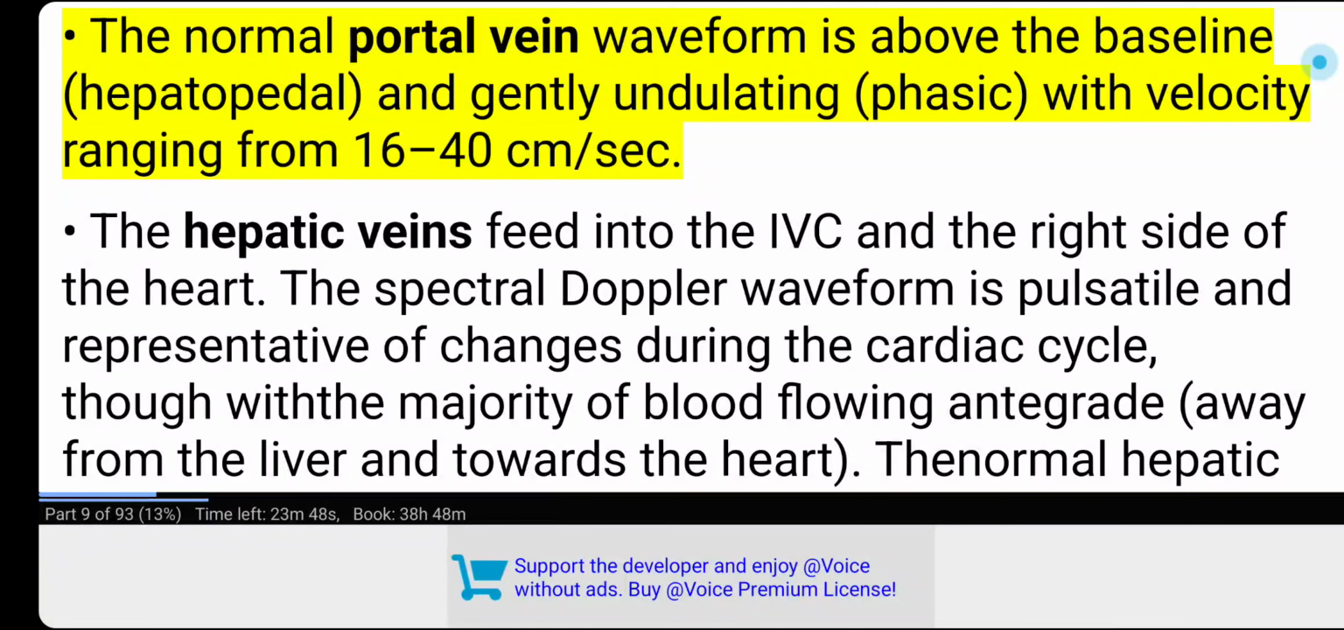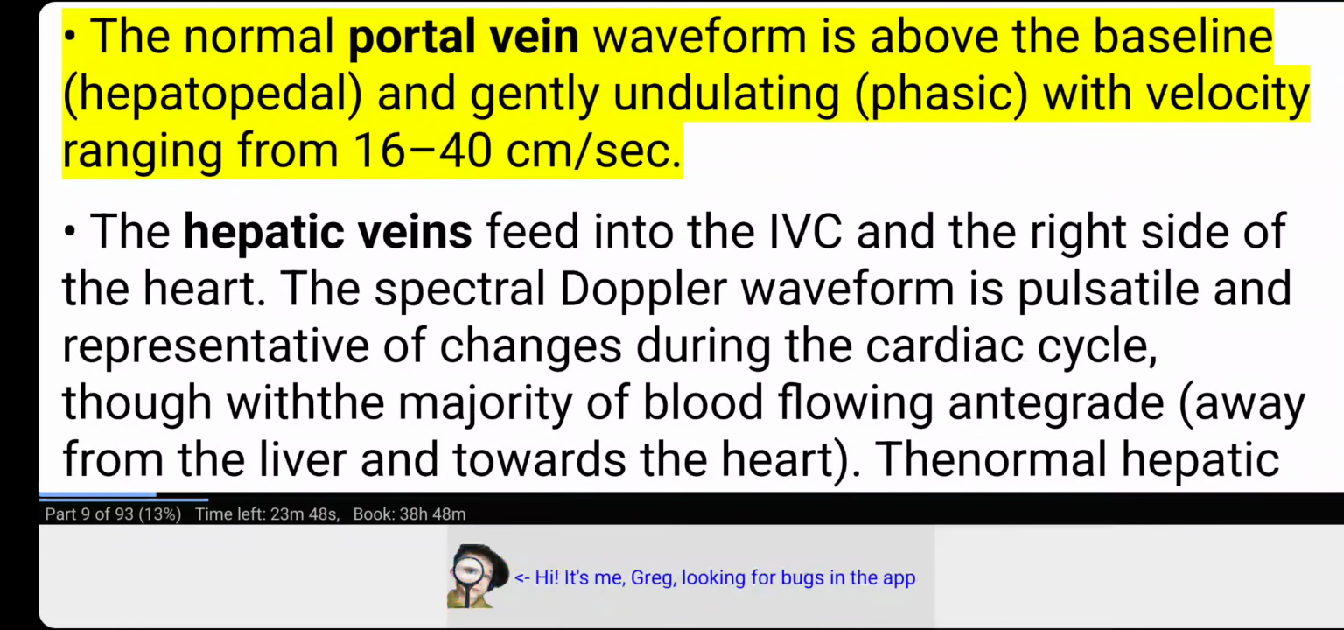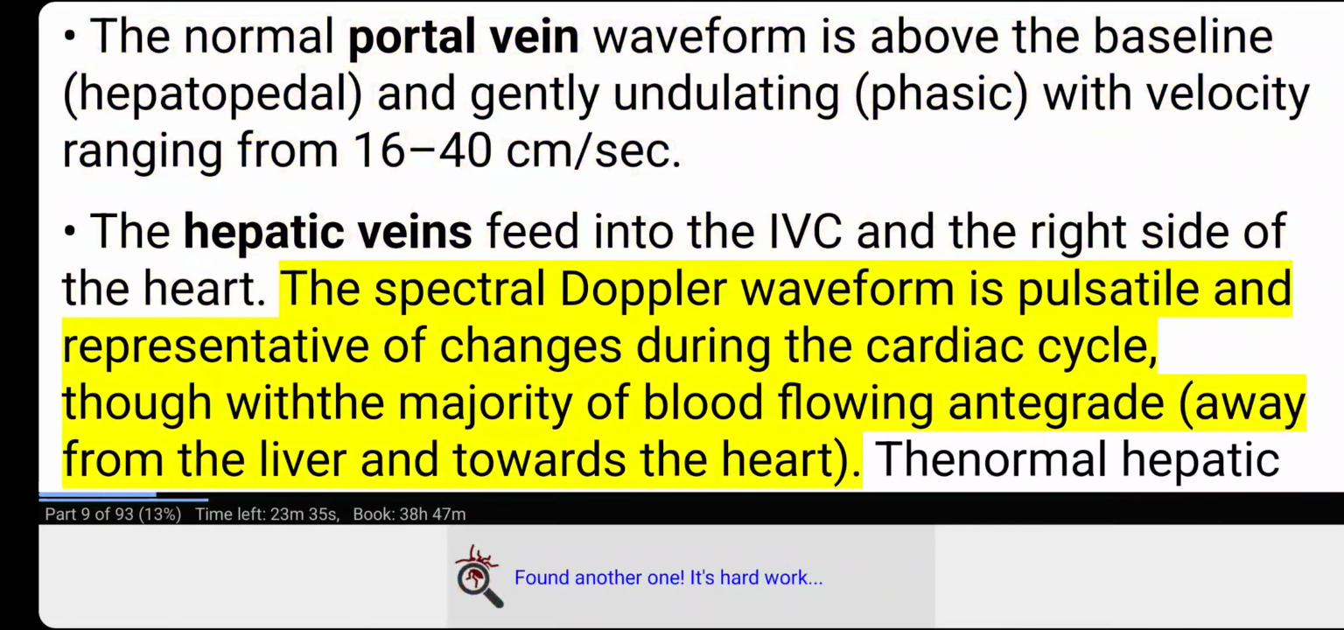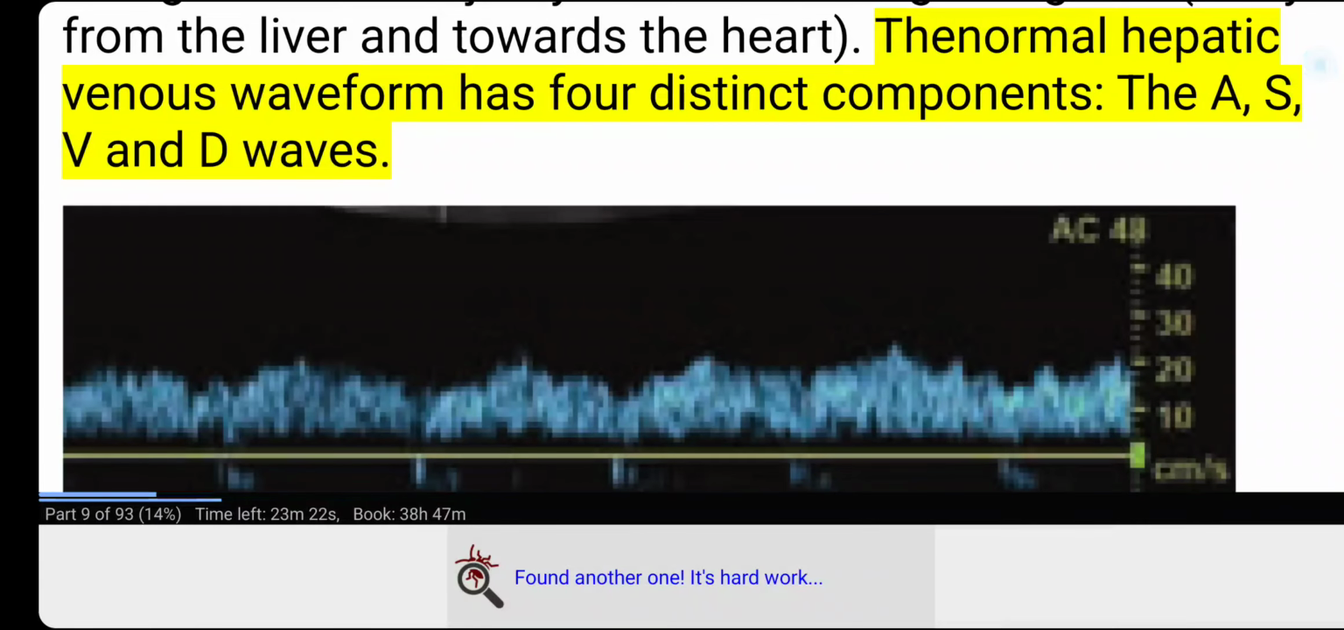The normal portal vein waveform is above the baseline, hepatopedal, and gently undulating, phasic, with velocity ranging from 16 to 40 cm/sec. The hepatic veins feed into the IVC and the right side of the heart. The spectral Doppler waveform is pulsatile and representative of changes during the cardiac cycle, though with the majority of blood flowing antegrade, away from the liver and towards the heart. The normal hepatic venous waveform has four distinct components, the A, S, V and D waves.